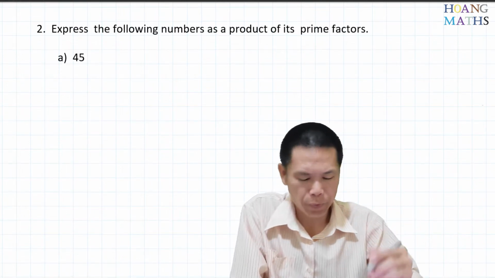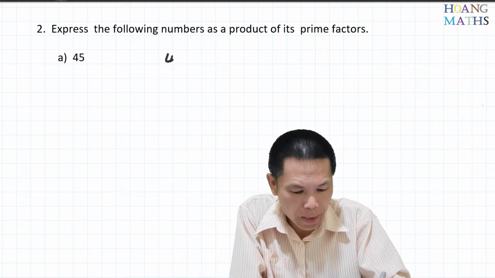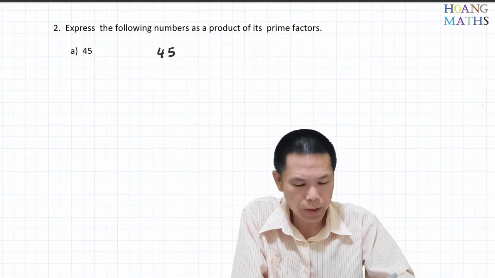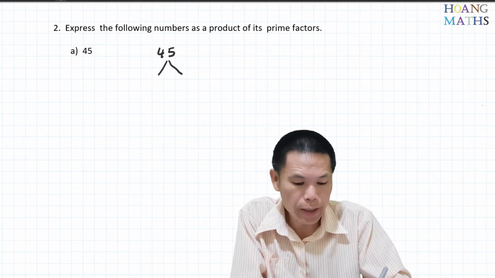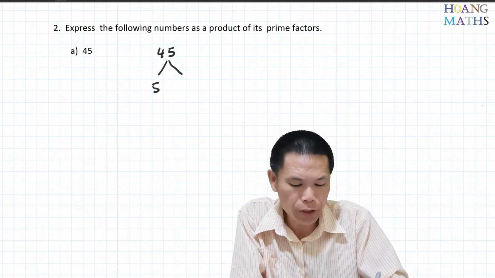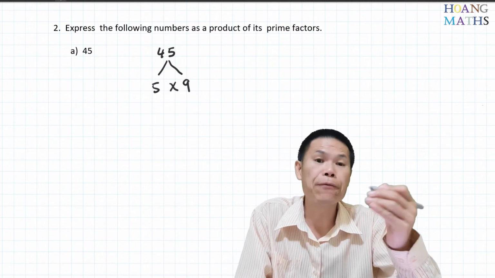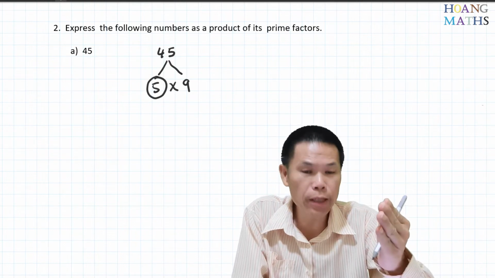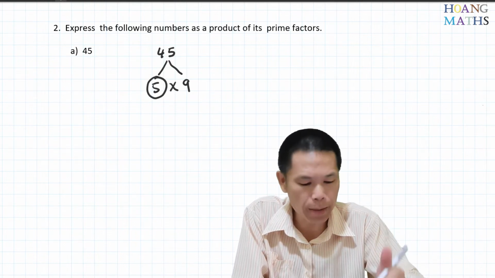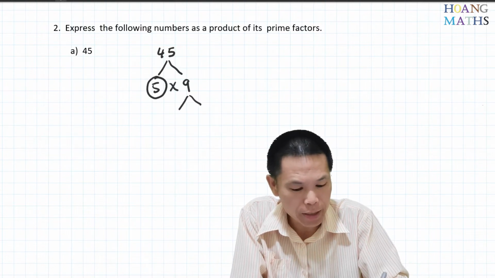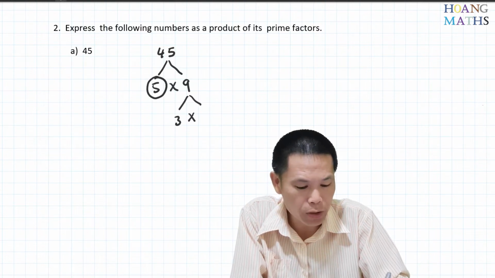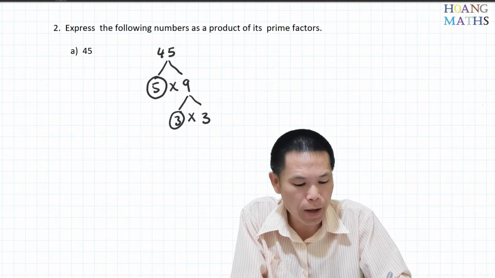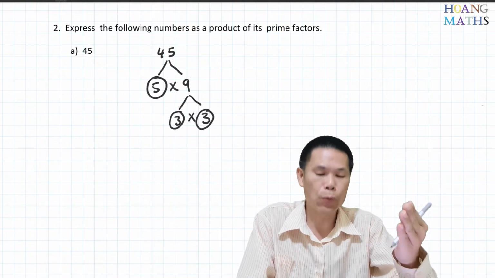So first one. 45, I write here. 45 is equal to 5 times 9. And 5 is a prime number. 9 is a composite because 9 is 3 times 3. So we can expand further, which is 3 times 3. And 3 is a prime number. So there you go. We're done with that.